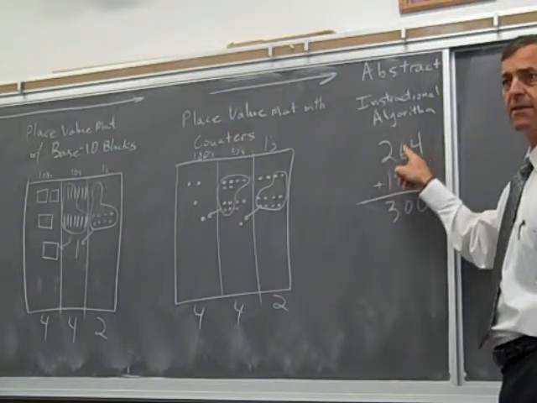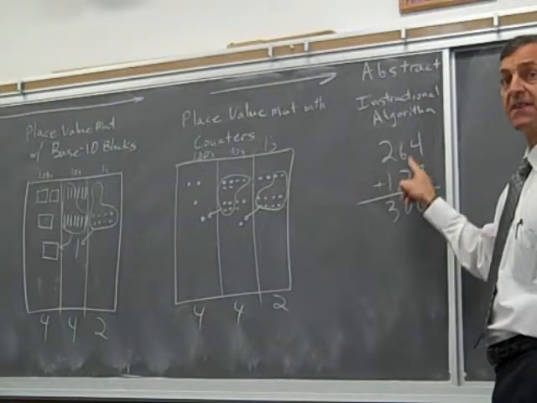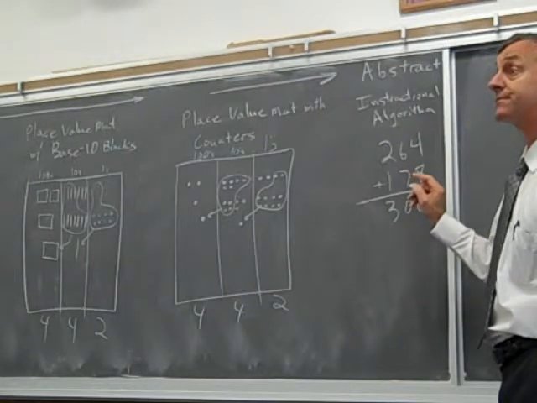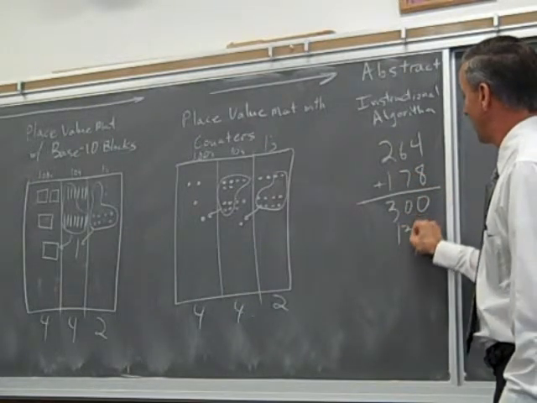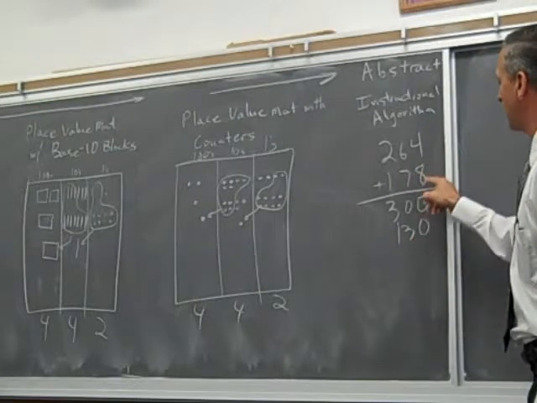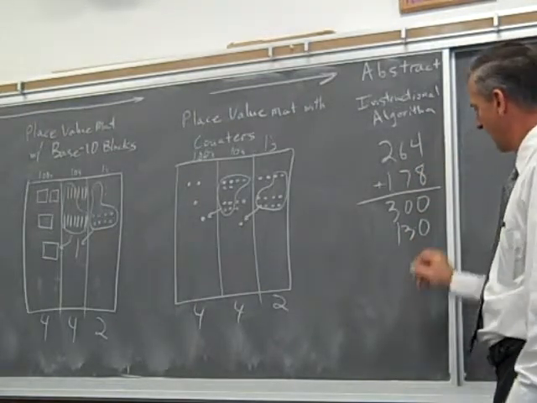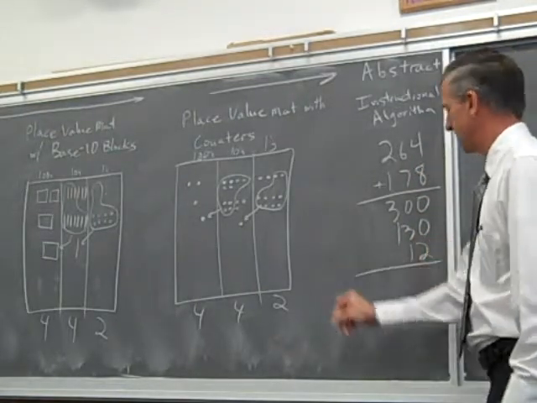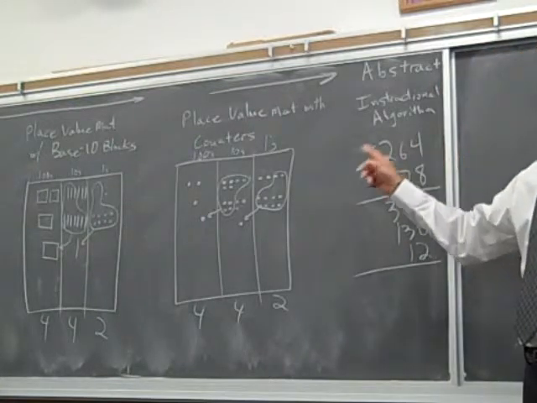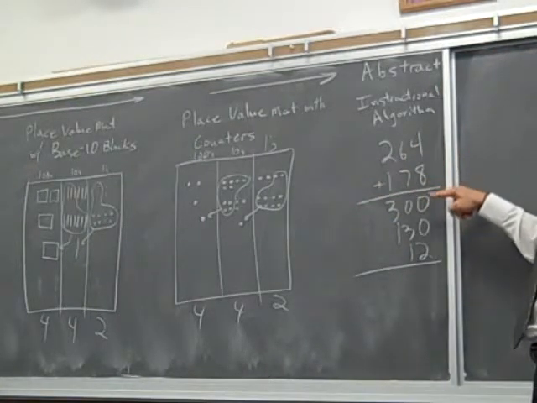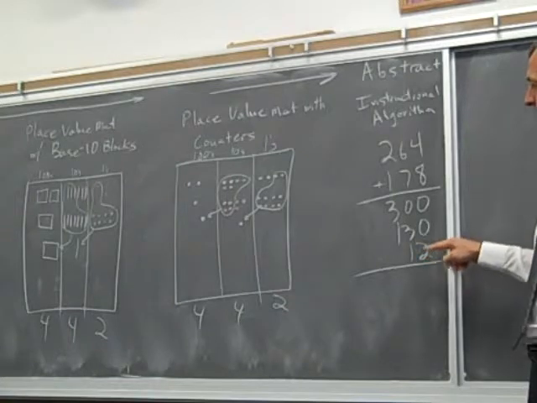60, I know it's a tens because it's in the tens place. 60 plus 70 is 130. And 4 plus 8 is 12. By the way, I could have started on the right and done it the same way. I'd have the 12 up here and then the 130 and then the 300.